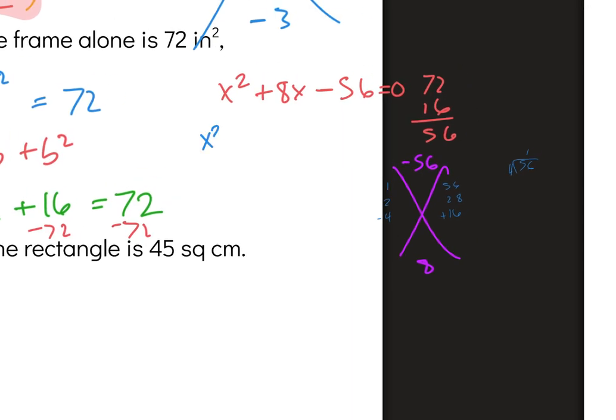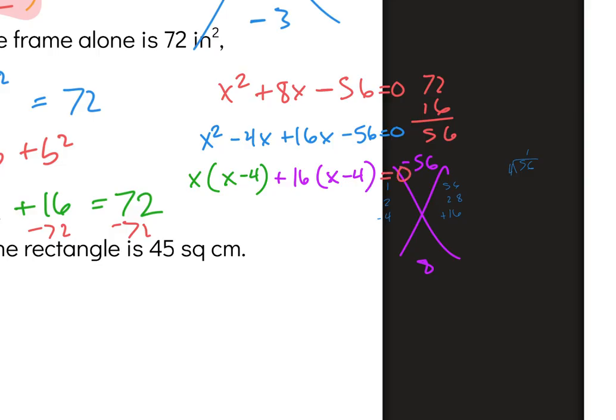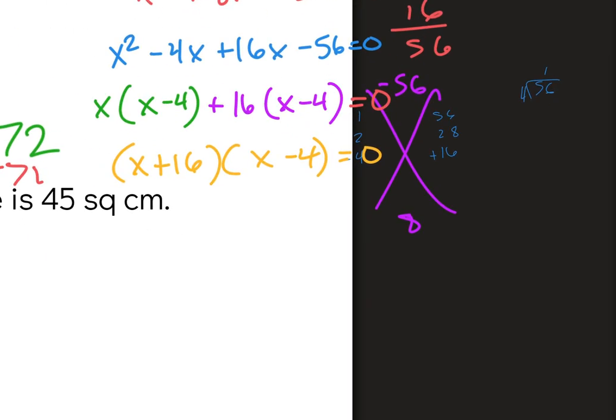So we get x squared minus 4x plus 16x minus 56, that is 0. We're going to take out the x here to get x minus 4. We are going to take out 16 to give us x minus 4. And I don't have room for the equal 0, but there it is anyway. And then this factors to x plus 16 times x minus 4. That equals 0. And now solving each of these, this piece is negative 16 and this piece is 4. So x is equal to 4.